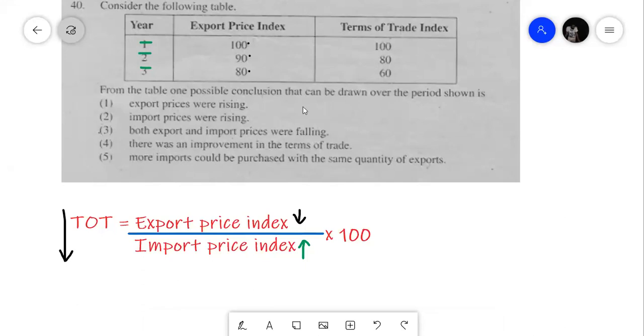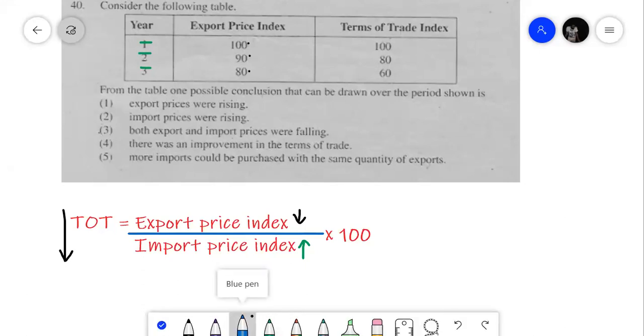Okay, the first one says export prices were rising. Was it rising? No. Your export prices are shown by the export price index, guys. It was going down. So this is gone, right? Import prices were rising. Yes. Import price index is going up here. We found that out. So that could be the answer. We look at the other ones. Both export and import prices were falling. No, no. Export prices were falling. Import prices were increasing. No.